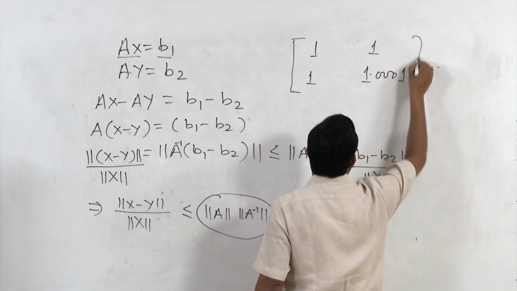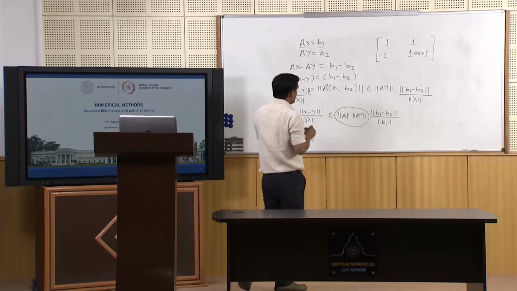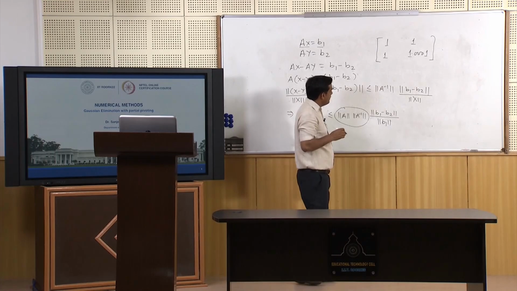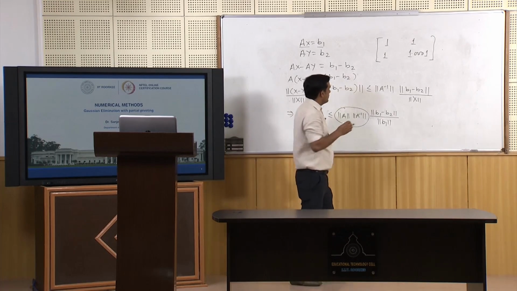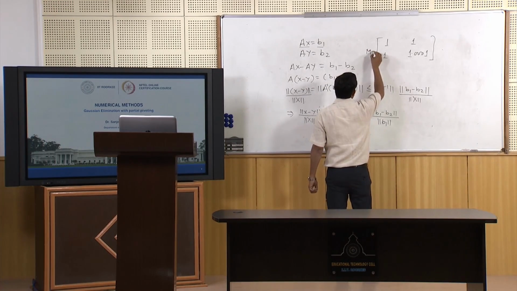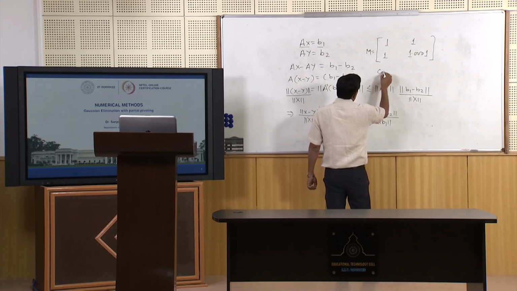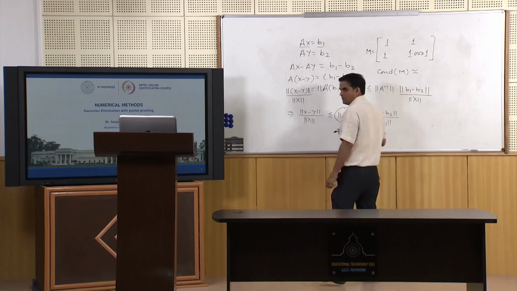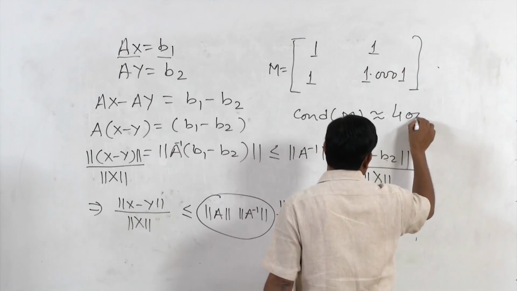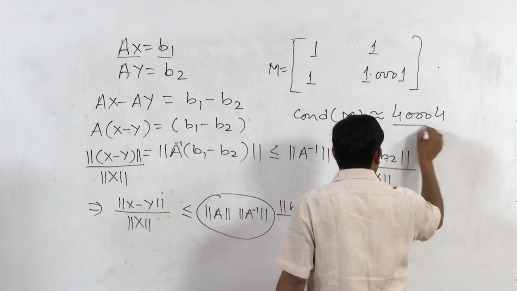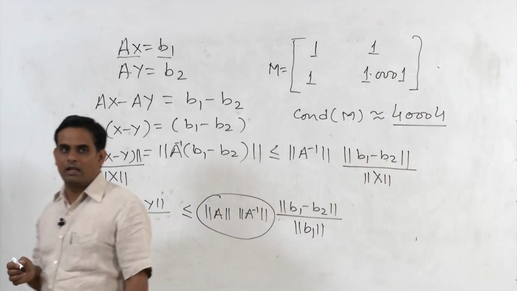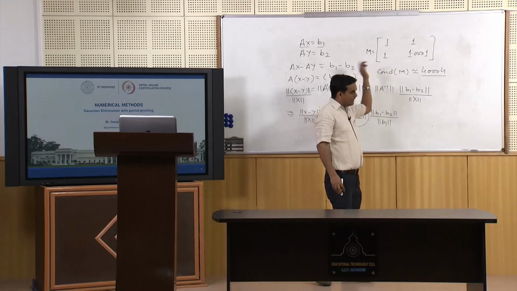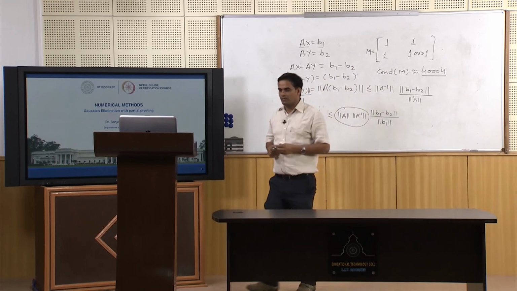If you see the earlier example which we have taken, 1 1 1 1.0001, this example was taken in the beginning when I introduced the ill conditioned system. If this is the matrix M, the condition number of this matrix will be something quite large, and hence the system was the ill conditioned system.